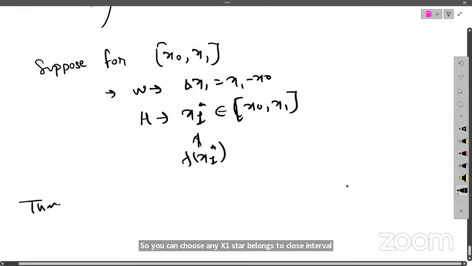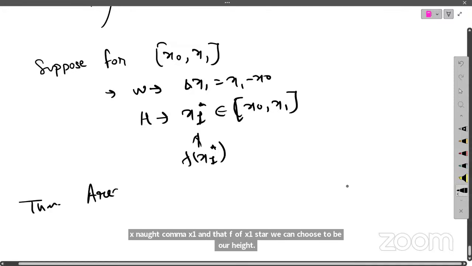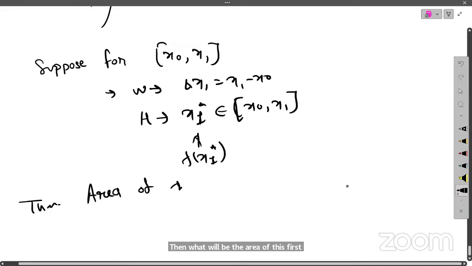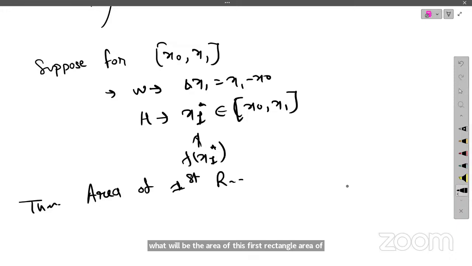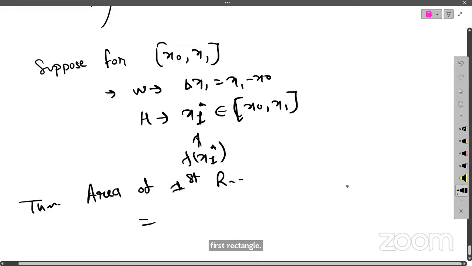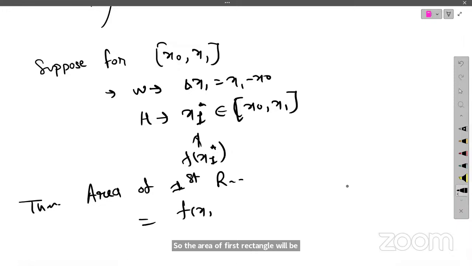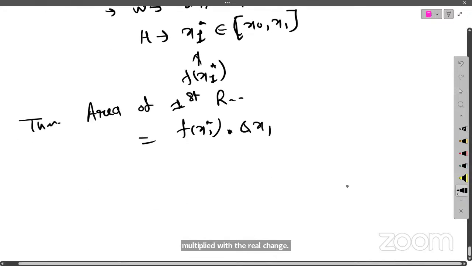Then what will be the area of this first rectangle? The area of the first rectangle will be the multiplication of height into width, right? So that means f of x1 star multiplied with delta x. This is the area of the first rectangle. Now what we have to do is sum all those areas. If you do the sum, then this is known as the Riemann sum.